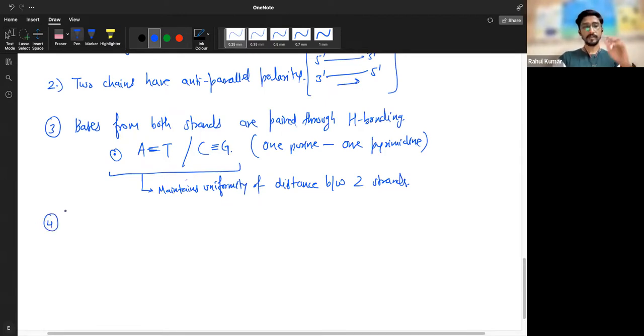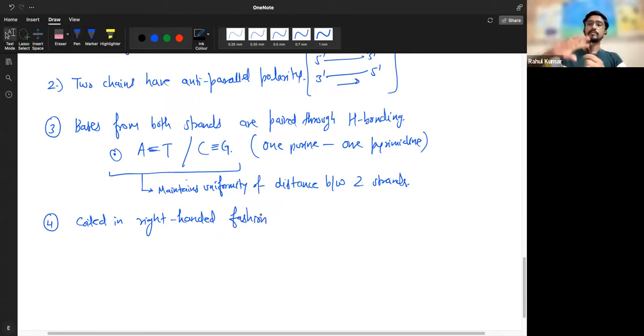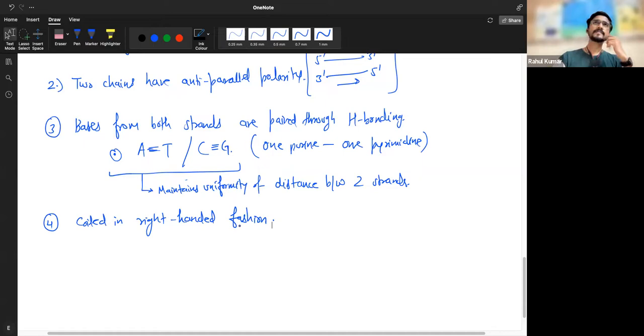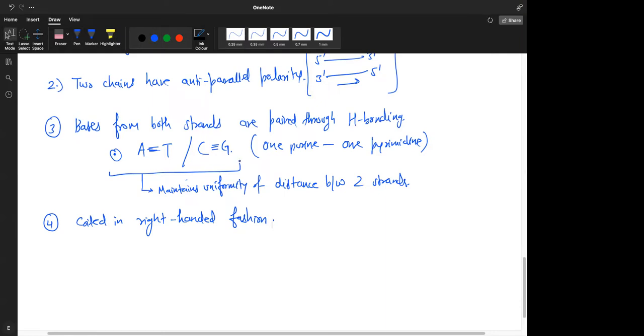And the fourth and the last salient feature is DNA is coiled in a right-handed fashion. You know what this means? So in a right-handed manner, like this, from left to right, it's coiled. You understand? Sir, clockwise? Right-handed is, yes, clockwise. If you see it from the top, it's like clockwise towards the right. Okay.